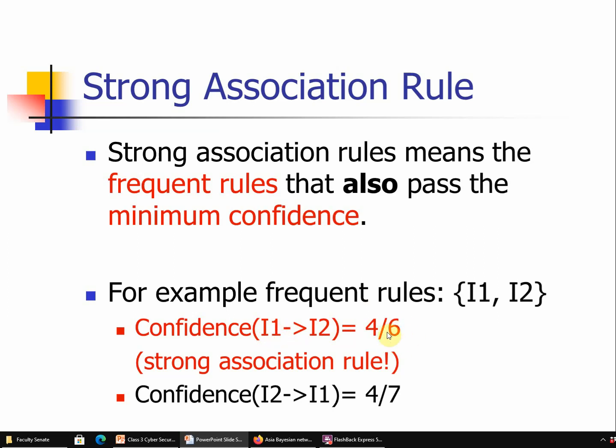That's why I1 is less frequent than I2, and compared with the other confidence calculation, since our minimum confidence is 60%, this one will survive, this one will not, which will say that when item 1 occurs, it will also go to item 2.